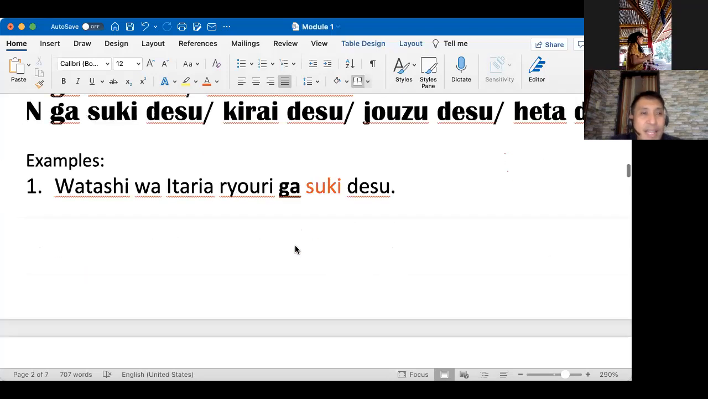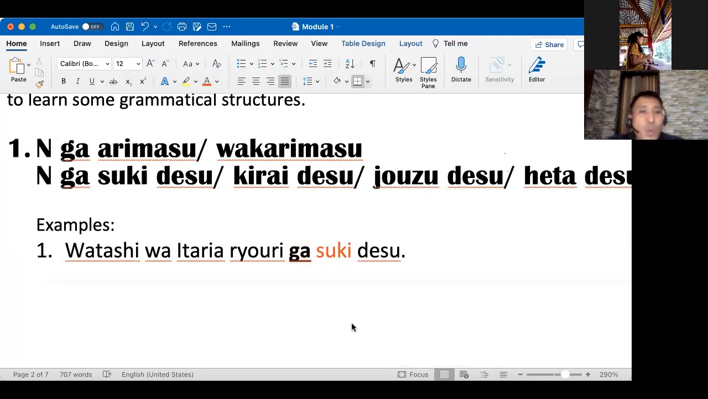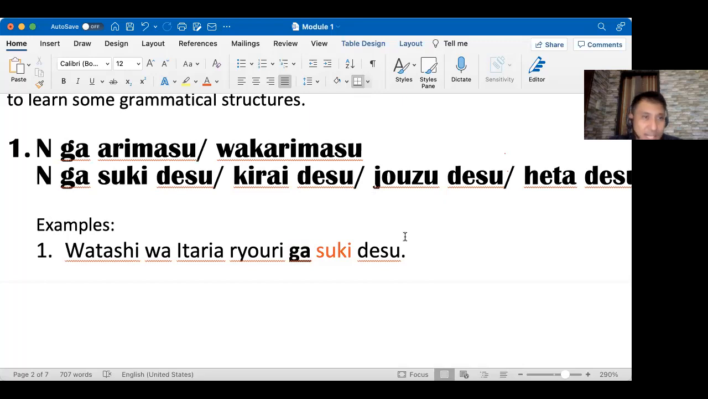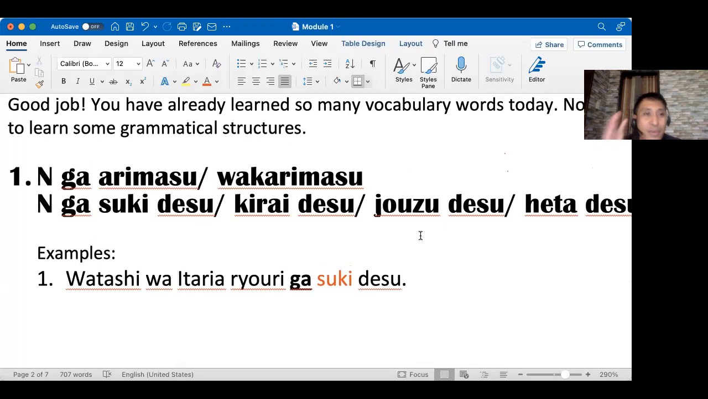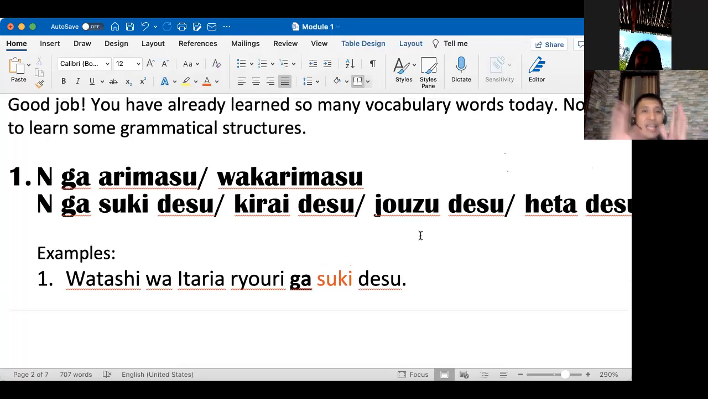So we have here an example. Watashi wa Italia ryori ga suki desu. So I like Italian dishes. Okay. Watashi wa meaning ako. Gusto ko ang Italian dishes. So pag nagbabasa tayo dito, we read it by thought unit. So watashi wa Italia ryori ga suki desu. Ayan. Okay, may I ask someone to read it?